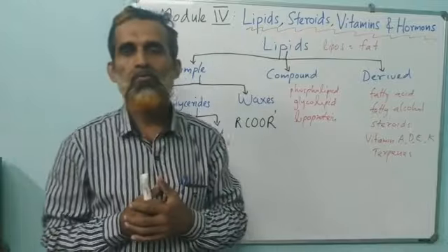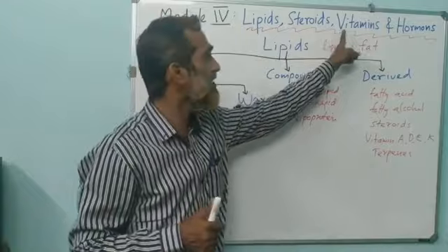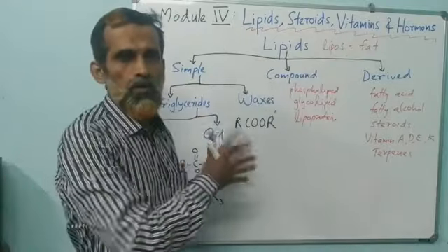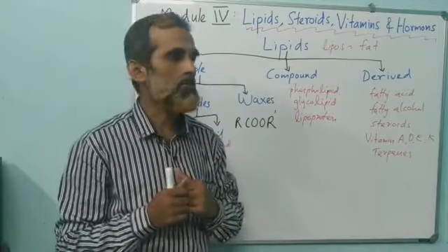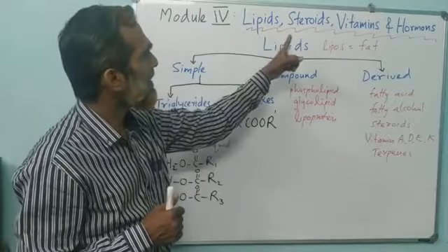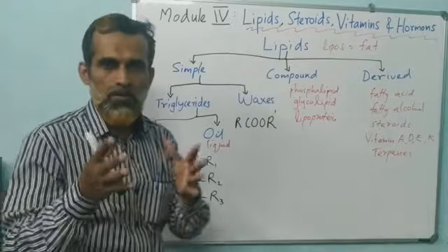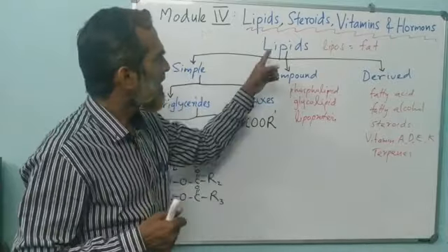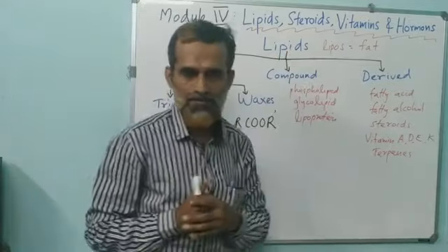In today's class we start the discussion of module 4 of organic chemistry, that is lipids, steroids, vitamins and hormones. So this module deals with 4 important biomolecules, namely lipids, steroids, vitamins and hormones. Today we start the discussion of lipids first. The term lipid comes from the Greek word lipos, means fat.